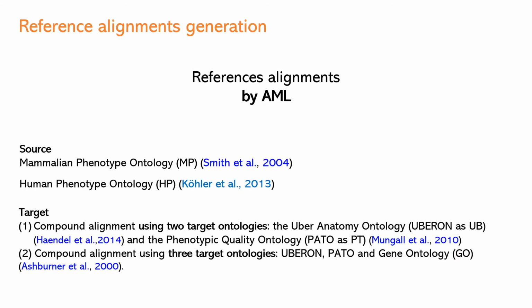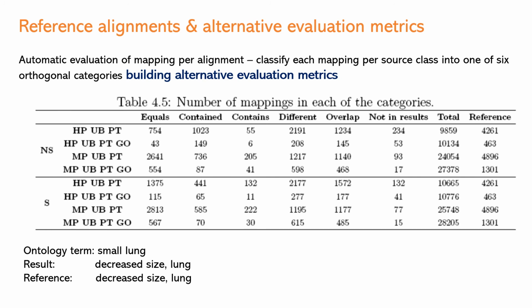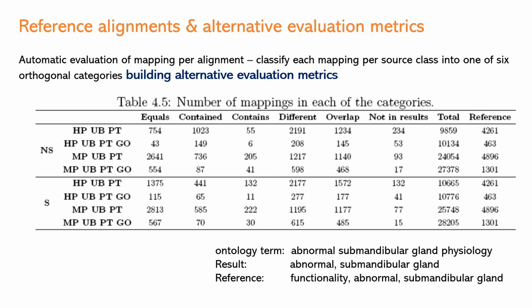The reference alignment was produced within the AML system. Maria Madalena used two source ontologies, the mammalian phenotype ontology or the human phenotype ontology, and as target she had two or three target ontologies. Once she built the reference alignment, she did an automatic evaluation of each mapping per alignment. Essentially, she assigned each mapping to one of six categories: equals, if the result of the mapping was the same as the reference alignment, contained, different, overlap, or no results.